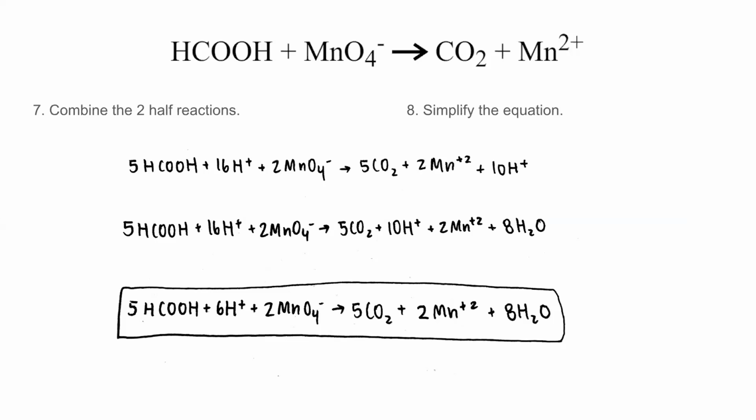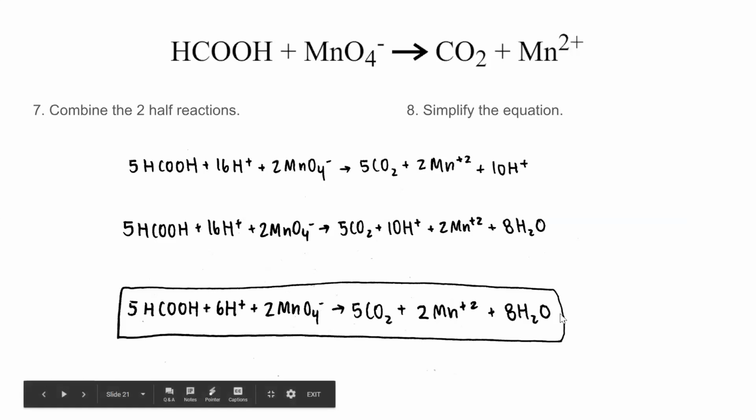When you simplify the equation, you're basically looking for what else you can cancel out. In this case, we have 16 hydrogens on the left side and 10 hydrogens on the right side. To simplify it, we can cancel out these extra 10 hydrogens so that we have a net of only 6 hydrogens on the left side and 0 hydrogens on the right side.